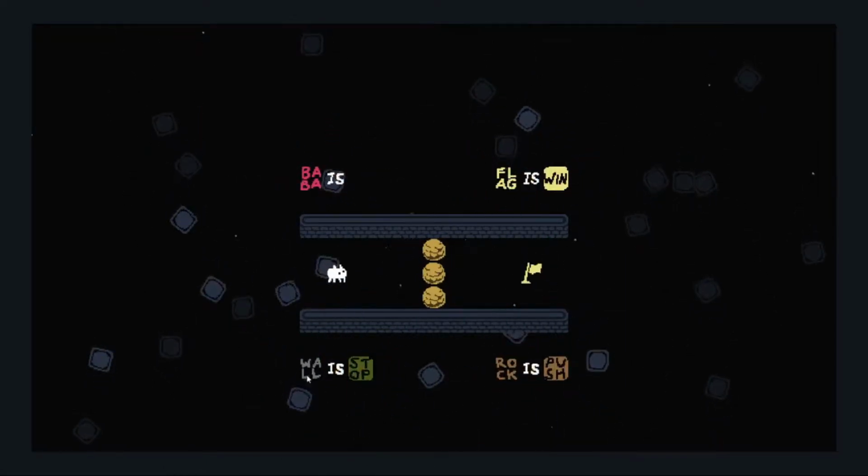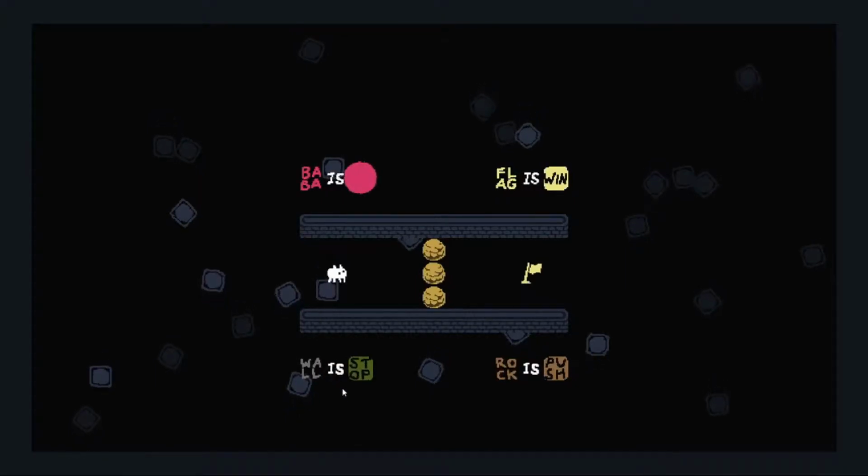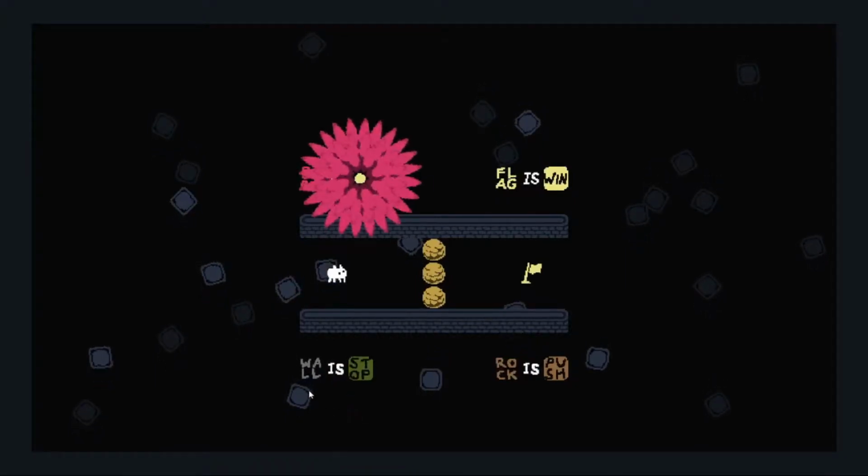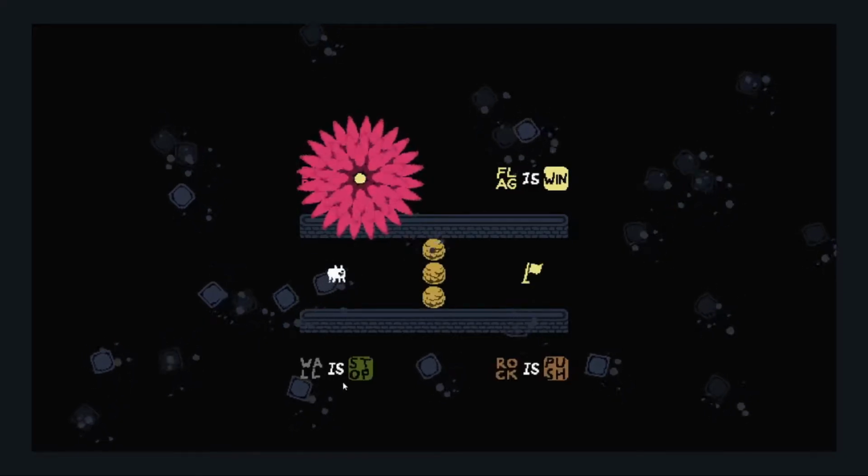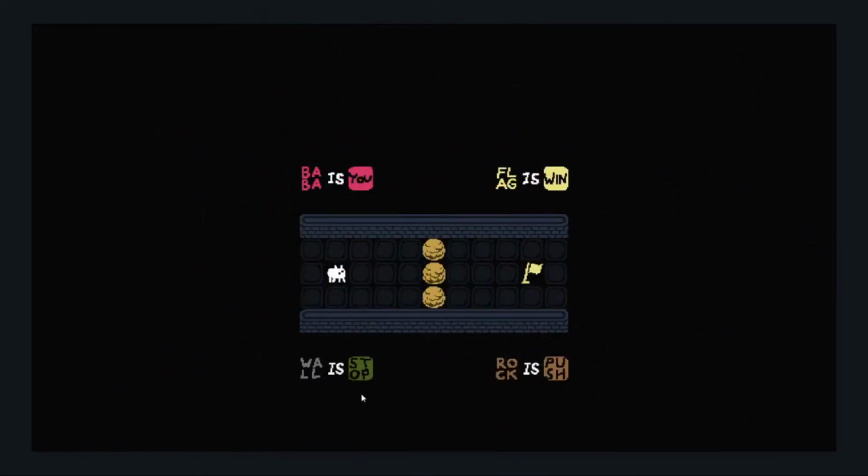And rules are basically these three little sentence things. There's a subject, a connector, and I don't really know what to call these. I was calling them adjectives, but obviously this one right here, you, isn't an adjective. So I would just kind of say a subject, a connector, and a predicate. I guess that's what you can call it. So when three of these are connected together, it basically means that this rule is in effect.